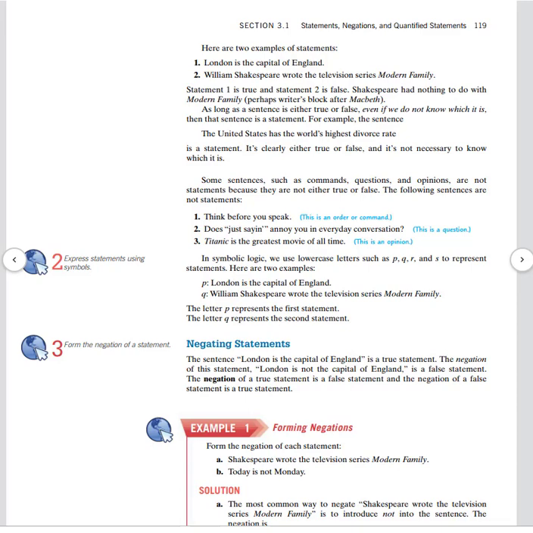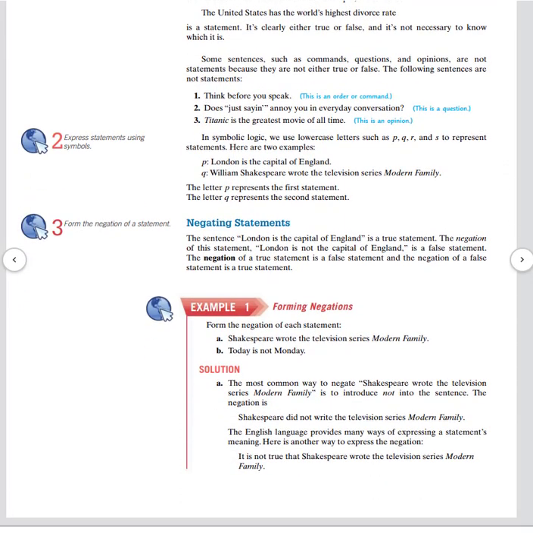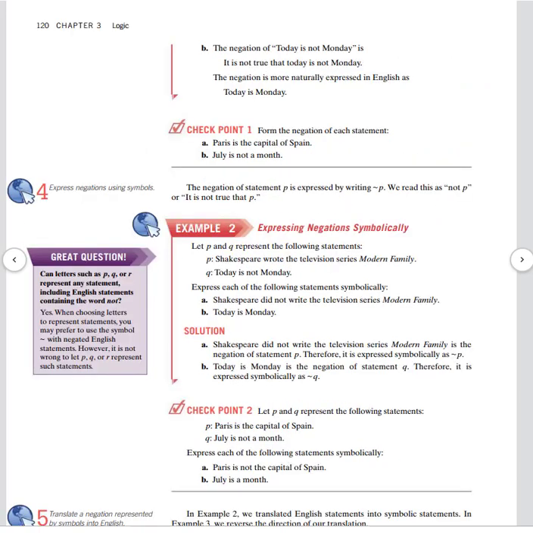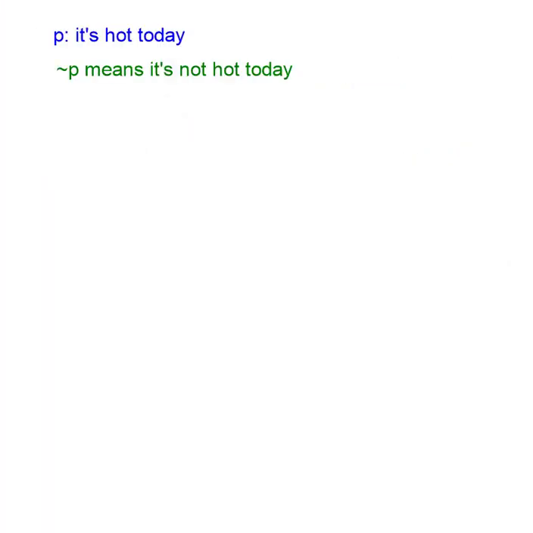As usual, math has to use symbols to stand for statements. Most of the time we use lowercase letters like P, Q, R, S to stand for a statement. And since we're talking about true and false, every statement has a negation, which is just the opposite of the statement when it comes to true or false. There are usually several ways you can negate a statement in English. The math symbolic way is to put a tilde character in front of the statement. So, if P is the statement, it's hot today, then here's how you say, it's not hot today, symbolically.